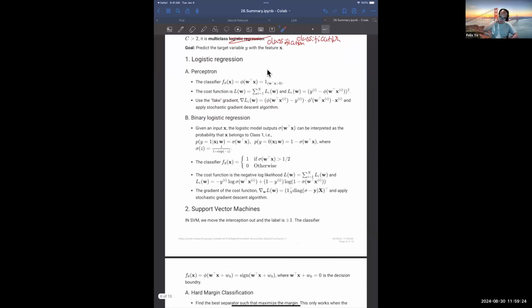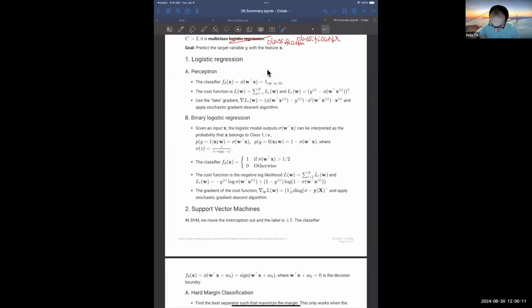Then we introduce the logistic model here, which is a sigmoid function. We use this sigmoid function output to be interpreted as the probability that X belongs to class 1. So this is the probability that Y equals 1 given X and W. Of course, the probability that Y equals 0 conditional on X and W would be 1 minus sigma.